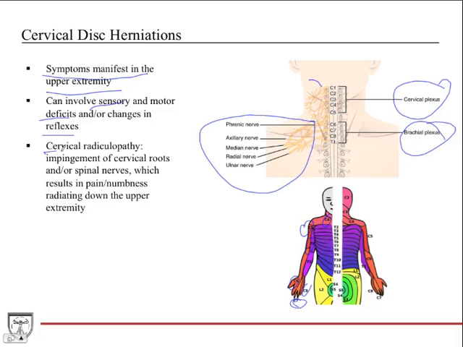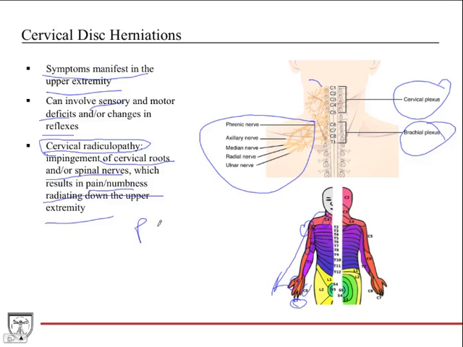Then a term you'll hear is cervical radiculopathy. You also hear lumbar radiculopathy, but here we'll talk about the cervical case. It's impingement of the cervical roots and or spinal nerves. It's a clinical term, and it results in pain or numbness that radiates down the upper extremity. So you'll often hear someone has pain in their neck, and then it radiates all the way down their arm, okay?